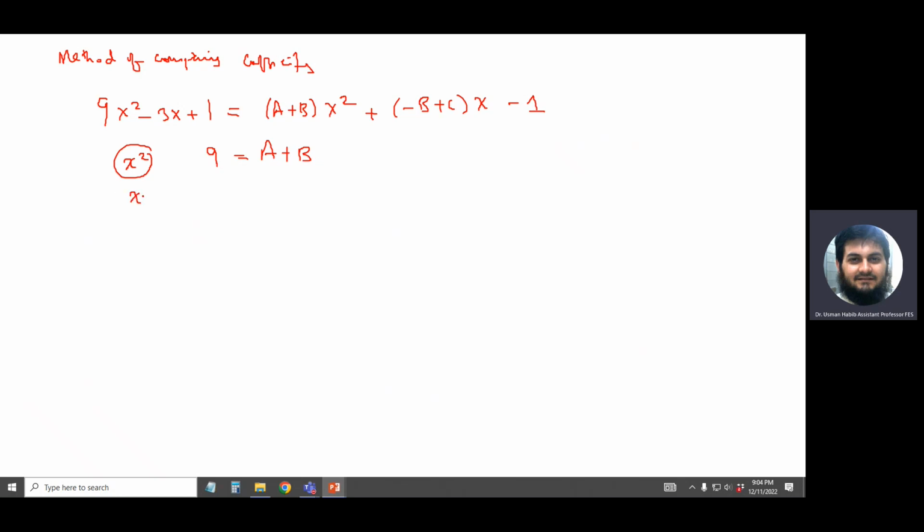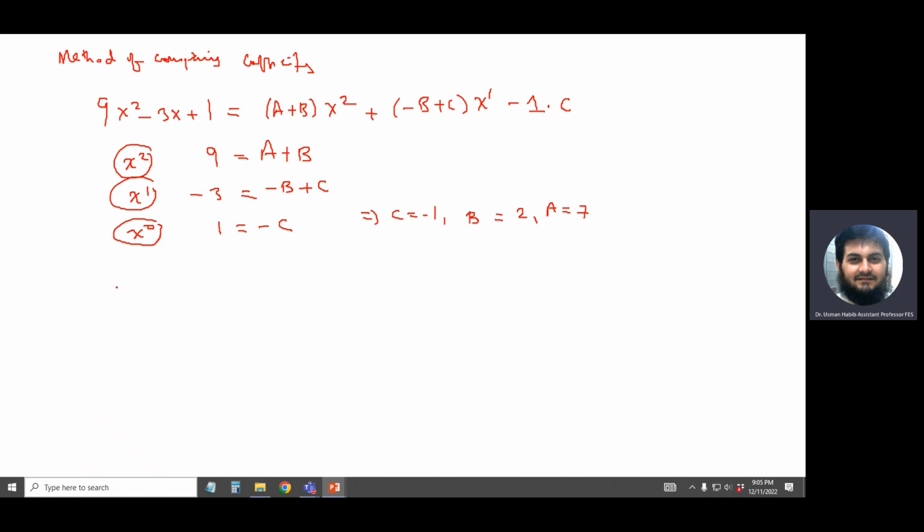Now compare the coefficients of x raised to the power 1. On the left hand side, what is with the x raised to the power 1? Minus 3. On the right hand side, with x to the power 1, we see minus b plus c. And sorry, this gets multiplied by the c as well. And comparing the coefficients for x raised to the power 0, we get 1 equals minus c. So here we can clearly see c equals minus 1. And once we put that value in this one, we get b equals 2. And once you put b here, you get a equals 7.